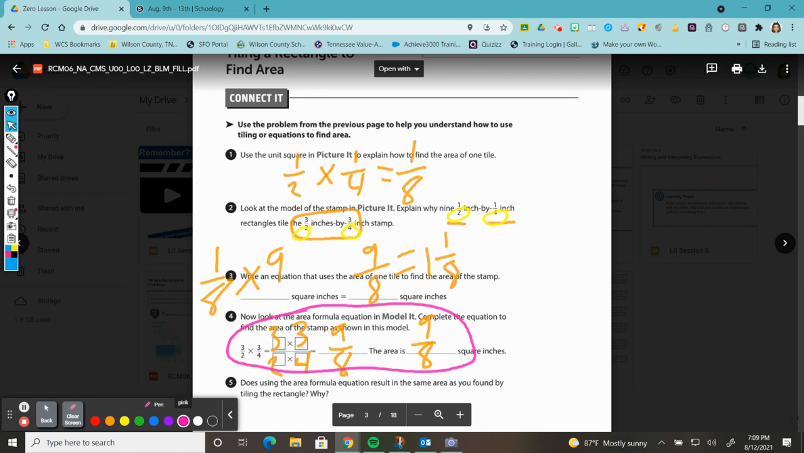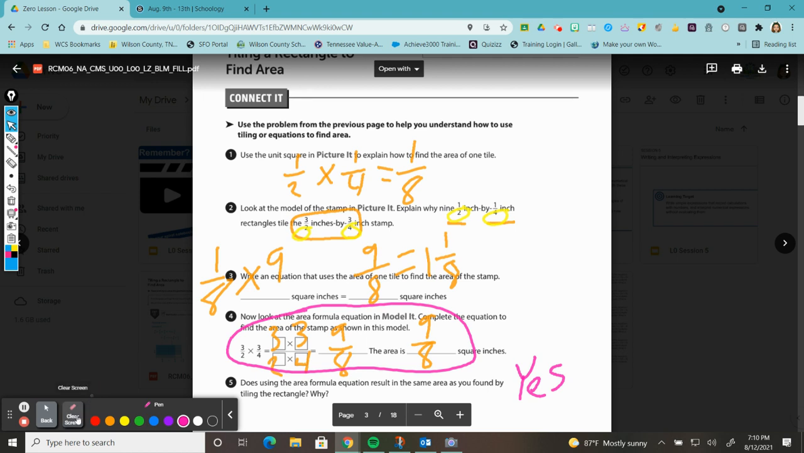Hopefully we said yes, it does give us the same answer. What I want you to do is think about that why, and write a response there. I want you to write why you think it gives us the same answer, no matter which strategy we use. So after you have done that, you're going to pause the video and do that.